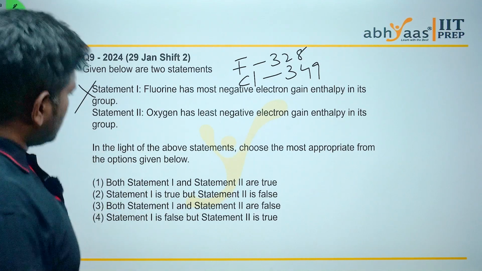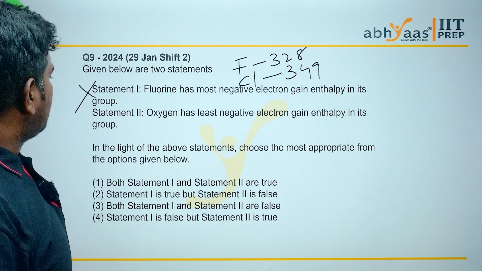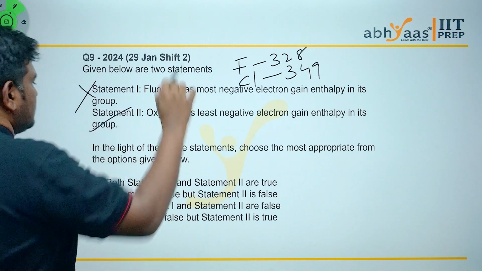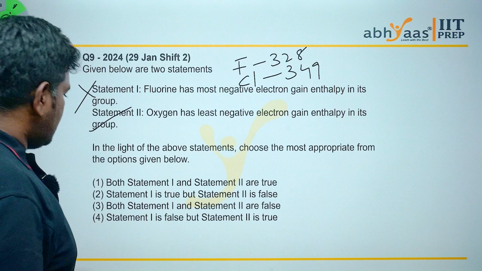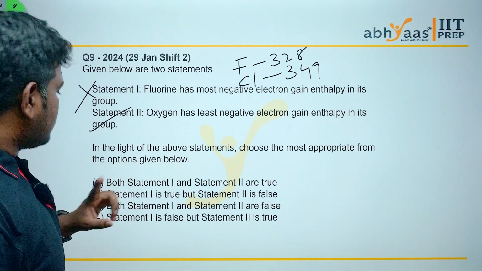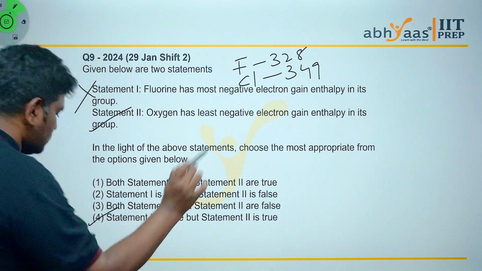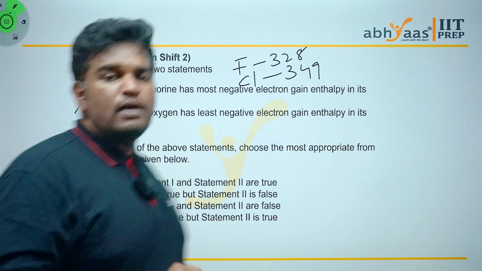Now statement 2, oxygen has the least negative electron gain enthalpy in its group. That is right. So we have to say that statement 1 is false but statement 2 is true. So the fourth option will be your answer.